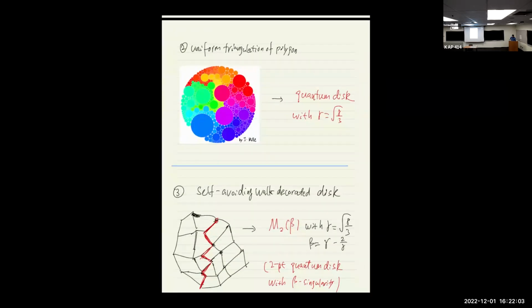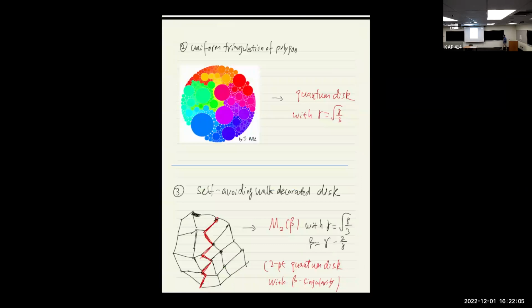And you can do the same thing if you alter the topology. This is the topology of this. So you can also try to define the so-called quantum disk. And this picture is a so-called circle packing representation of a triangulation, where you view every circle as a vertex and tangent relation as edge.